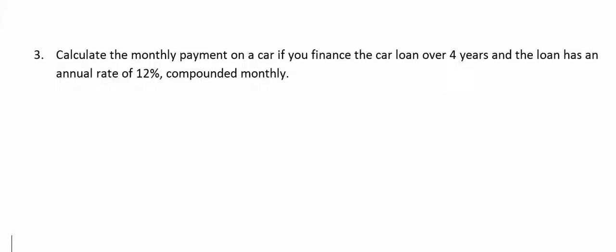Okay, so now let's calculate the monthly payment on a car loan. If we finance the car loan over 4 years and it has an annual rate of 12% compounded monthly. But I see I forgot to say how much the car cost. So let's say you are financing $18,000.